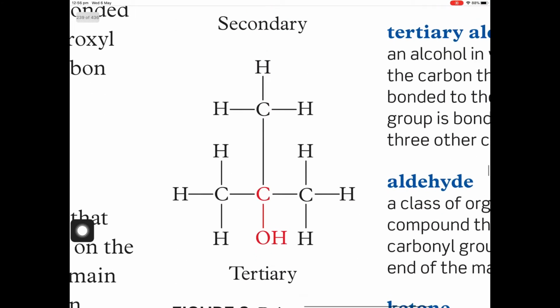What about this one, the tertiary alcohol here? Well, it's still got 3 carbons in the main chain. It's got another carbon here, but that's in a methyl group. So this alcohol would be, let's have a go, 2-methyl, because this methyl group here is attached to this second carbon, this middle carbon. 2-methylpropan-2-ol.